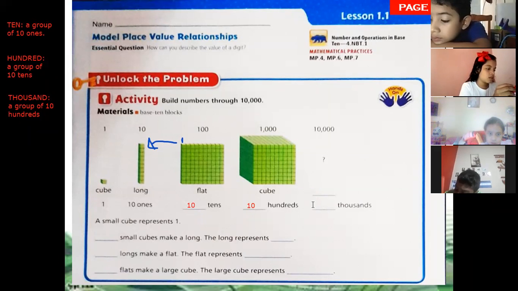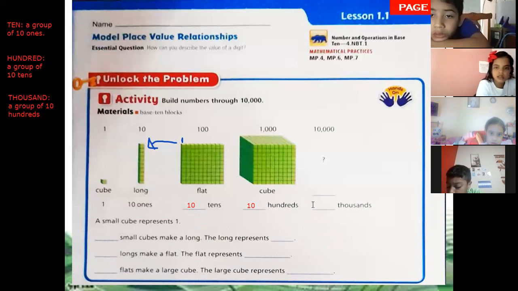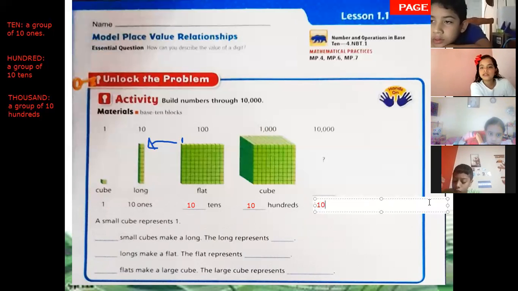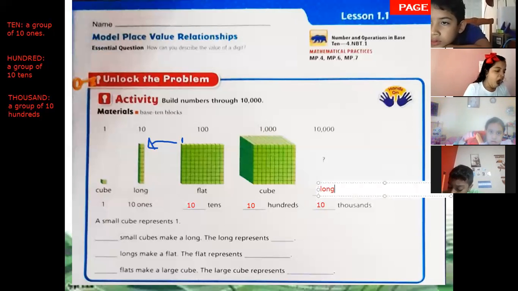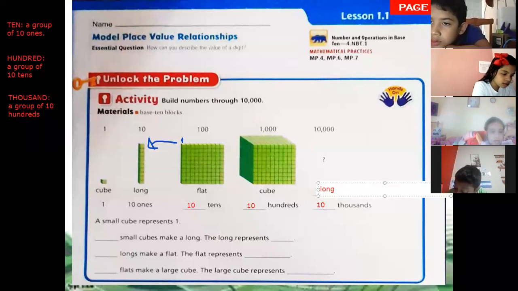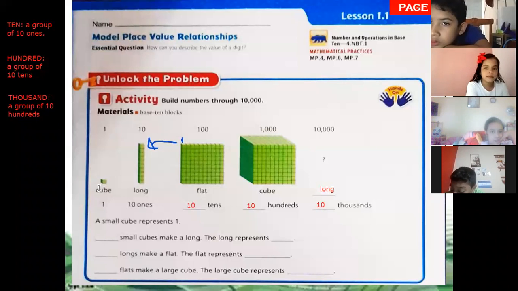And we are completing the line. Now, the last one, 10,000. It doesn't have a picture because 10,000 might be a group of 10 thousands. So if we follow the pattern, look at the pattern. The first one is a cube. Then next to the cube, we have a long. So that one might be the following name.